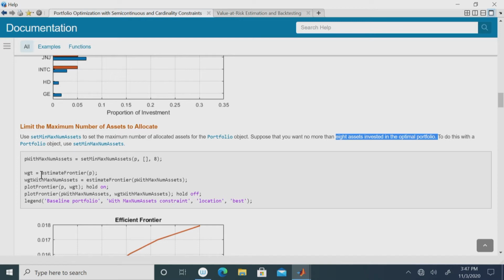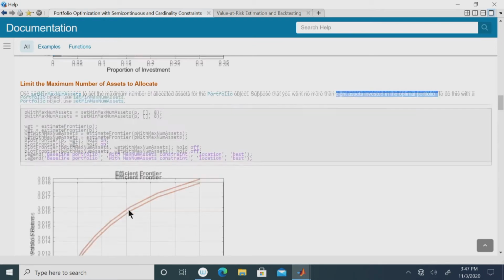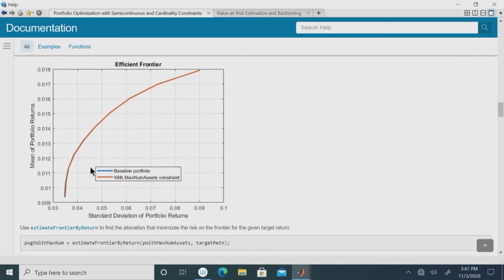So, what you do now is that you develop 2 efficient frontiers. The first efficient frontier is going to be the original efficient frontier on P, and the second efficient frontier is going to be the one with the constraint of the maximum number of assets being 8 imposed on it. Then you plot both the efficient frontiers, and accordingly you get the 2 efficient frontiers in both the cases. The one in blue is the baseline portfolio and the one in orange is the optimized portfolio, which includes a maximum number of 8 assets.